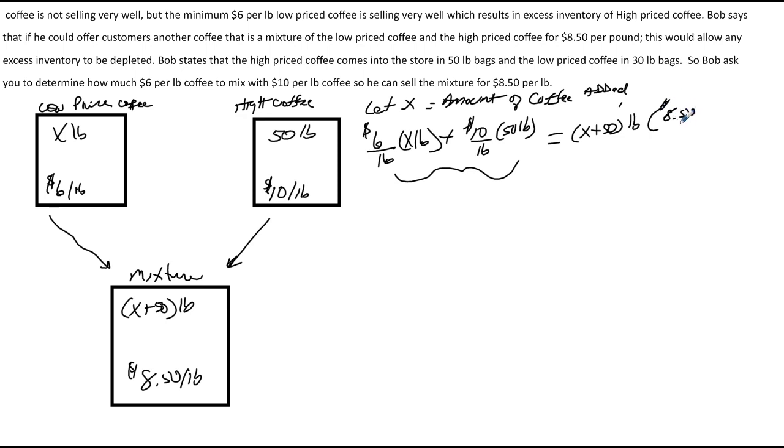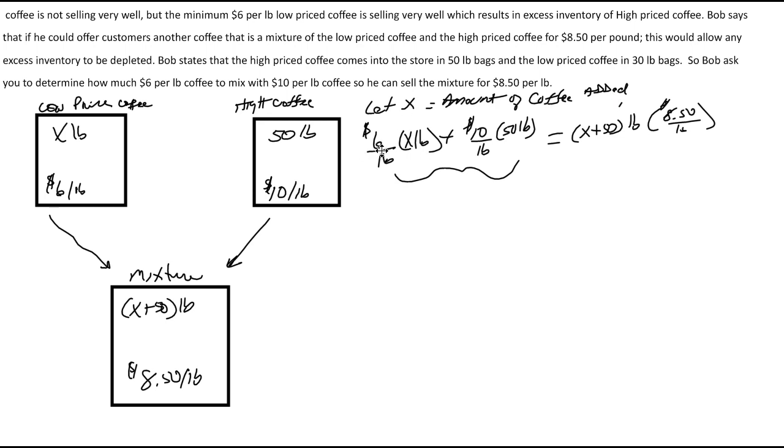$8.50 per pound. Okay. All right. And look at our equation. Our equation represents exactly what we intend to do here. We have let X equal the amount of coffee added.